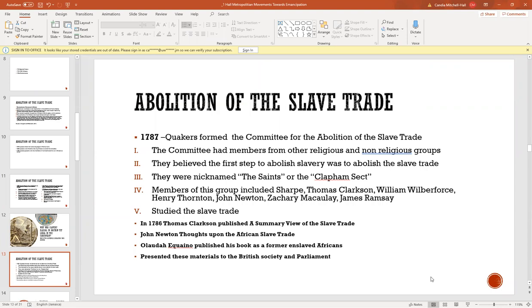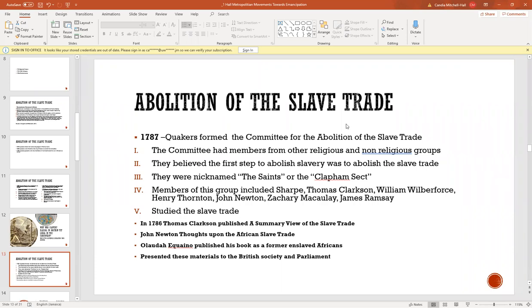After that judgment happened, the Quakers formed a group and the Quakers said, listen, if we are humanitarians and we are religious people, we need to get rid of slavery. We made one major step in getting rid of slavery in Britain. We need to get rid of slavery in the Caribbean, but you can't just jump and get rid of slavery in the Caribbean. We need to get rid of the slave trade first. This is our first step. Let us try and get the slave trade abolished. After we get rid of the slave trade, then we are going to try and get rid of slavery. So that was their approach.